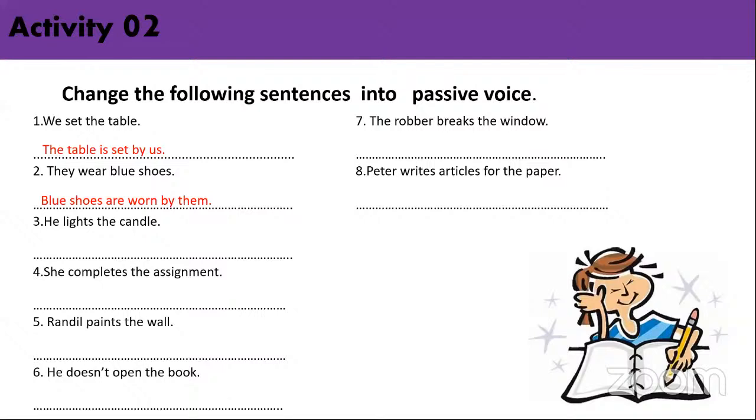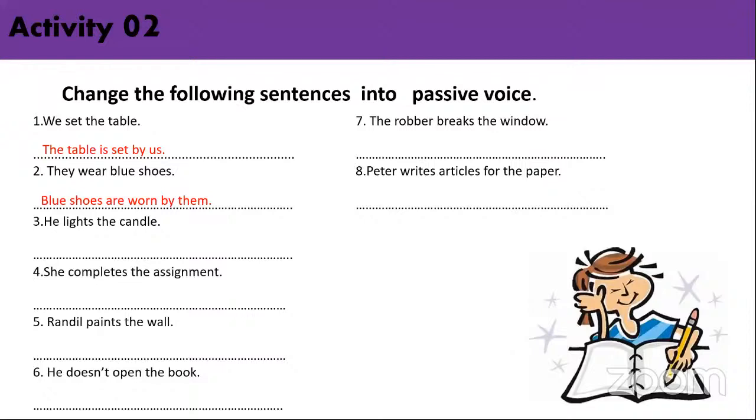Okay, let's move on to the third one. He lights the candle. Then you have to move the object, the candle, to the subject position. Lights. Then the candle is singular. You have to use is there.